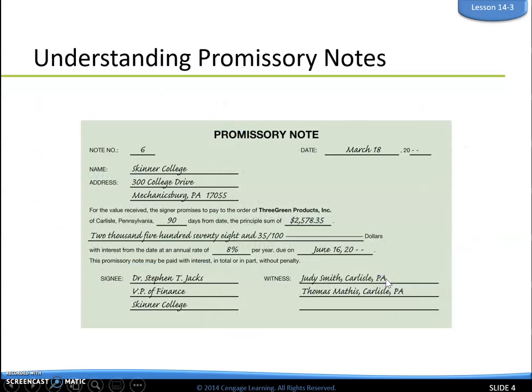All right, so here's an example of a promissory note. We see that we have the date up here. We have the number for the note, name and address. Here's our term, here's our principal amount, here's the interest rate, here is the maturity date. And then here is the signee and a witness, or there's two witnesses here to the signing of that note.